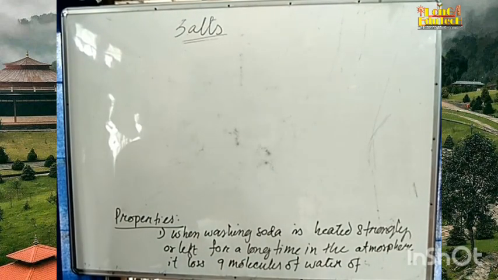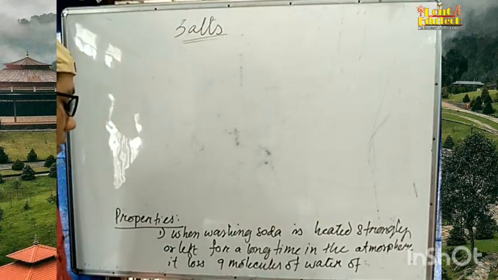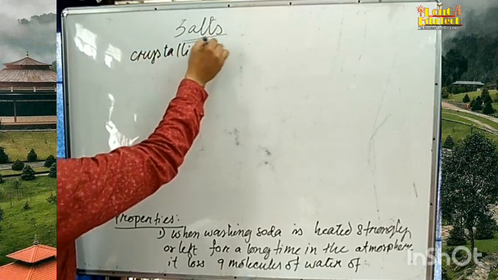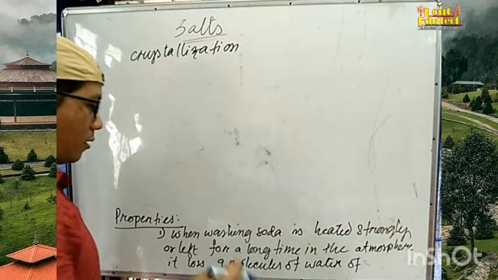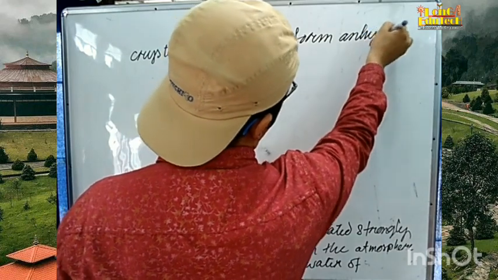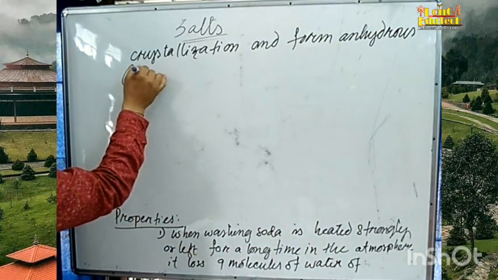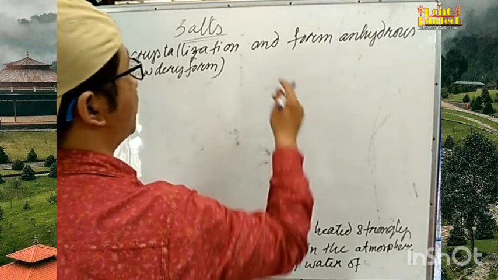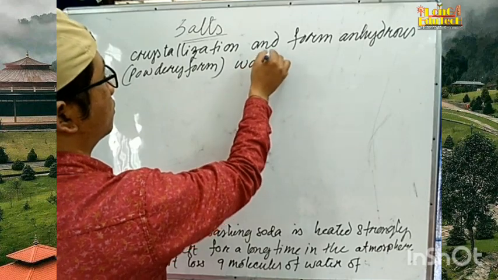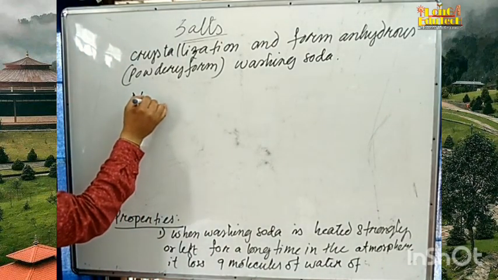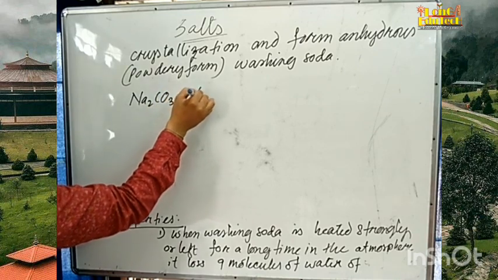So when washing soda is heated strongly or left exposed for a long time in the atmosphere, it loses nine molecules of water of crystallization and forms anhydrous washing soda, which is the powdery form. So that's one. Here we're going to count Na2CO3 with 10 molecules of water.